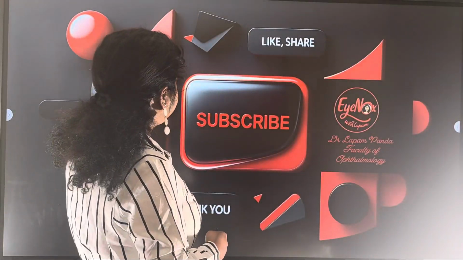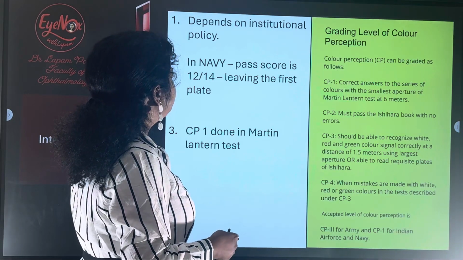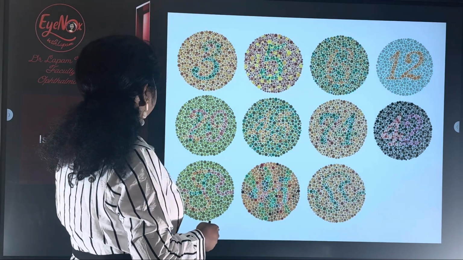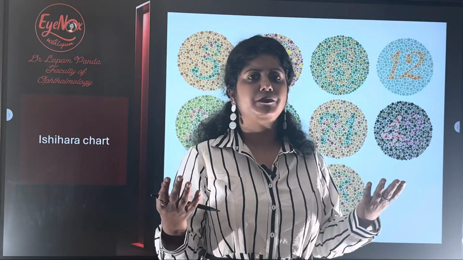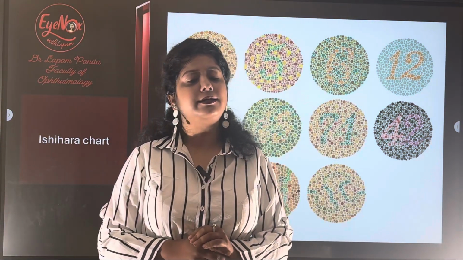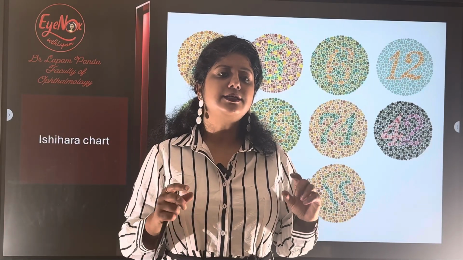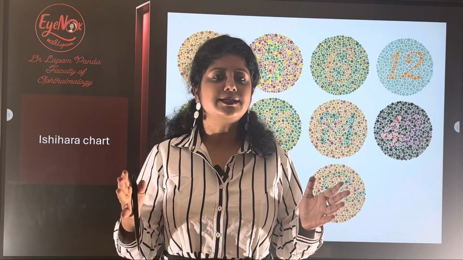Fine. And now let's move on to the most important test. Why is it most important? It is a screening test, but this is the test which we usually use in day-to-day practice because it's easy. That test is the Ishihara test. So what is the Ishihara test? The Ishihara test is a test which has a booklet with 38 plates. The ideal one has 38 plates.